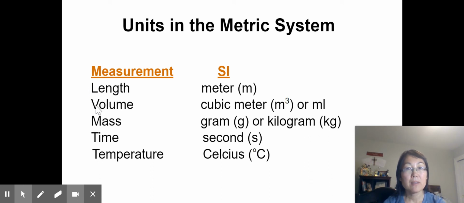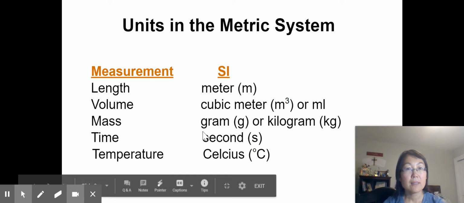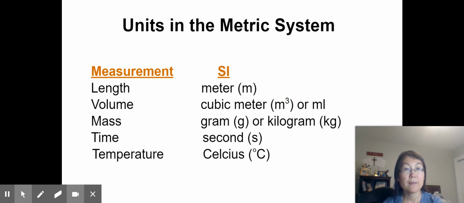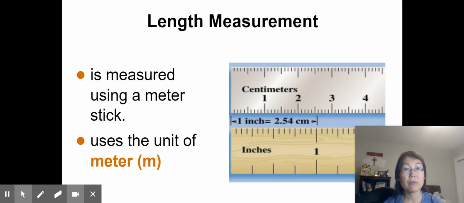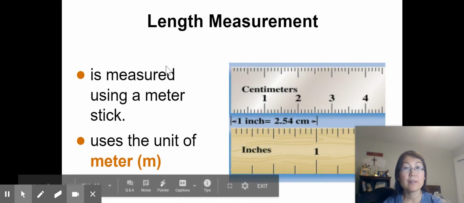Measurement, length, standard unit is meter. Volume is cubic meter or milliliter, and for mass, it's gram or kilogram. For time, it's the same as what we use, seconds. Temperature, Celsius. Please write those down in your notebook, and then we're going to go through each one in detail. For length, what we do is we use a meter stick to take the measurements.